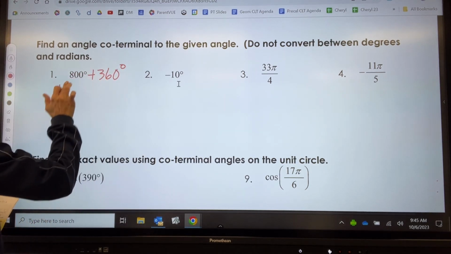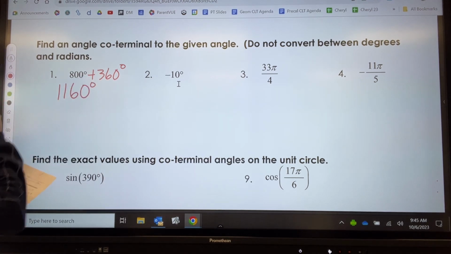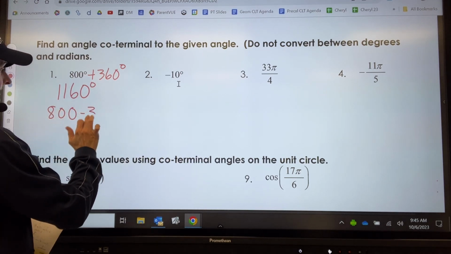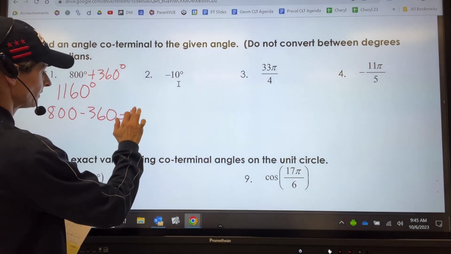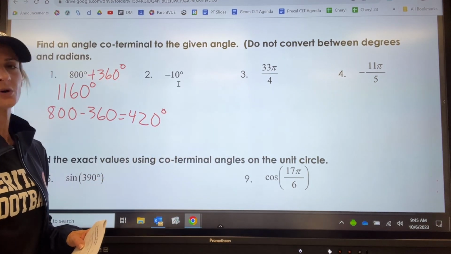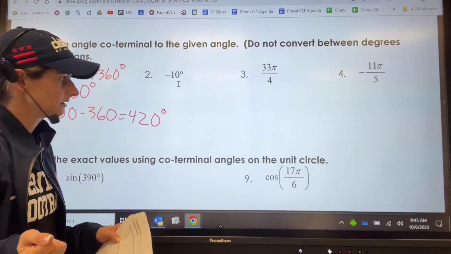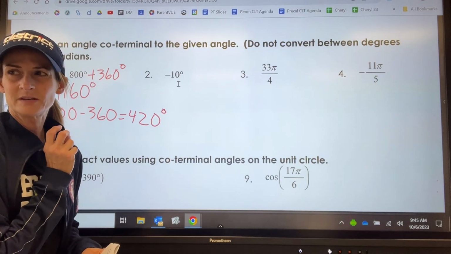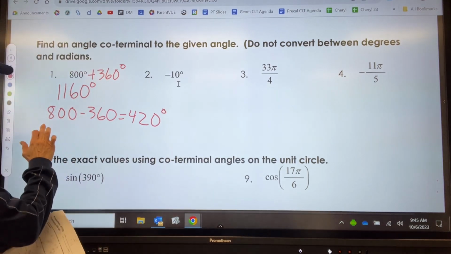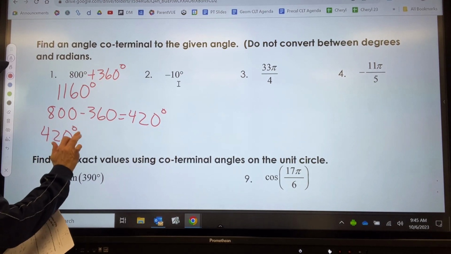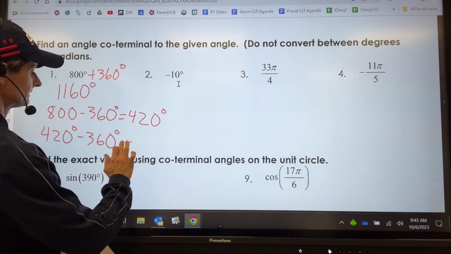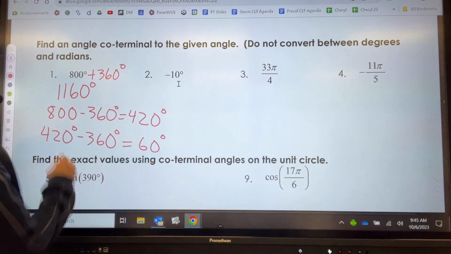I get, in the answer key it says 1,160, okay? But let's say I subtract 360, okay? And I get 420. But then I get a problem that says, well, we really want your angle between 0 and 2 pi, or 0 and 360. Well, 420 is still above 360, so I maybe need to subtract another 360. So if I take 420 and subtract another 360, I should be putting degree signs, there we go. I get 60 degrees. So these are all coterminal angles.